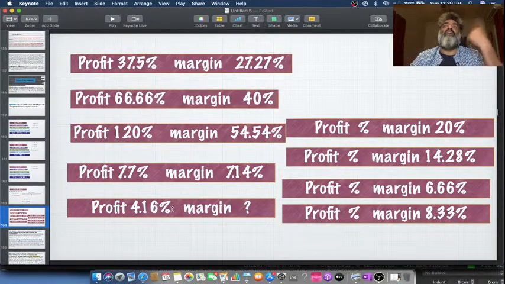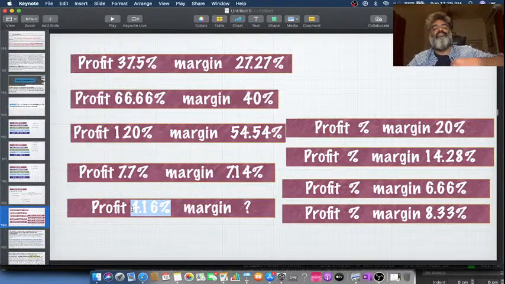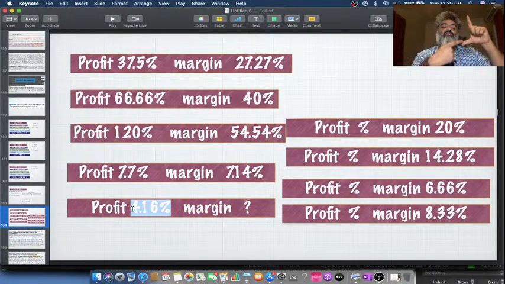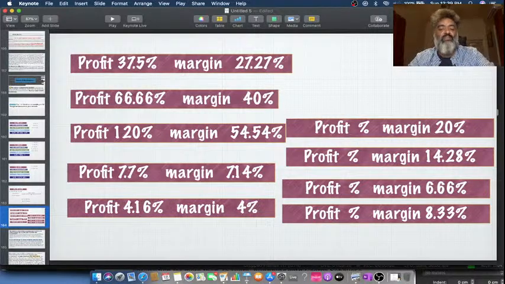4.16%. First of all, if you have it in your memory, you'll be faster. 4.16% is 1 by 24. So 1 by 24. 24 is your cost, 1 is your profit, your selling will be 25, and 1 by 25, your answer will be 4%.